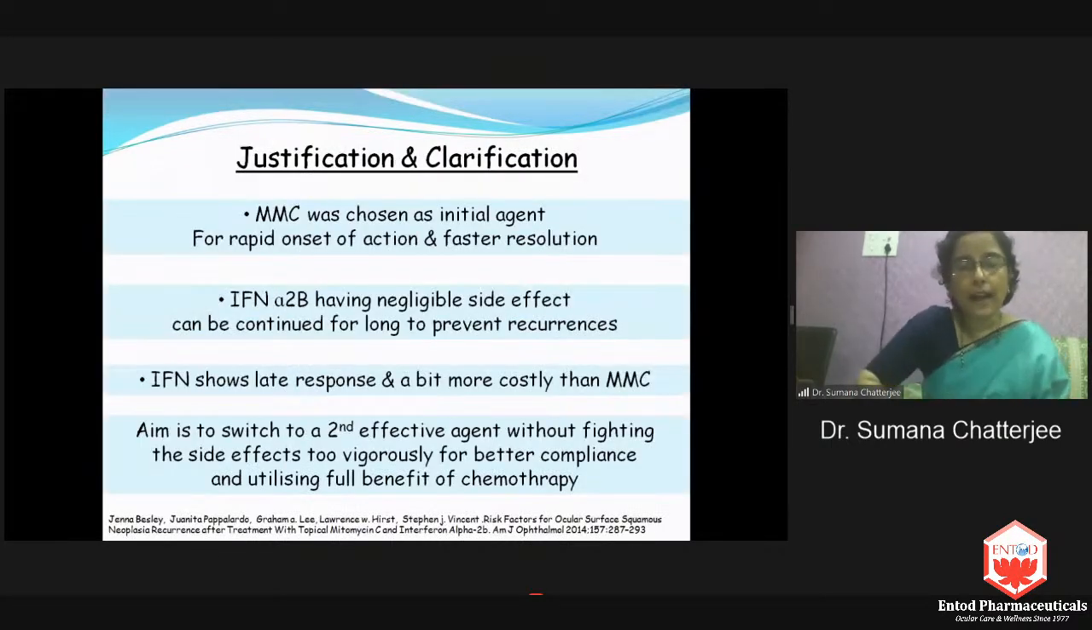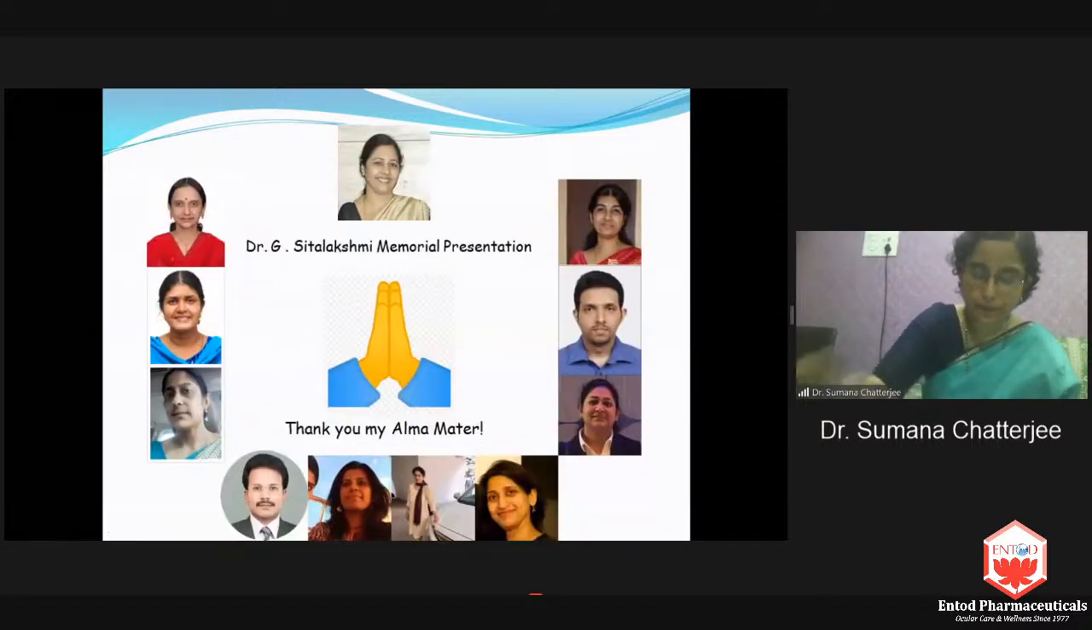So while I have chosen mitomycin C as an initial agent because of its rapid onset of action and faster resolution, interferon alpha 2b has negligible side effects and can be continued for a long period to prevent recurrences. Interferon to start with shows late response and is a bit more costly than mitomycin C. So the whole idea of this twin therapy was to switch to a second effective agent without fighting the side effects of mitomycin C too vigorously, for better compliance and utilizing the full benefit of chemotherapy. Thank you so much, and I request inputs from my mentors.